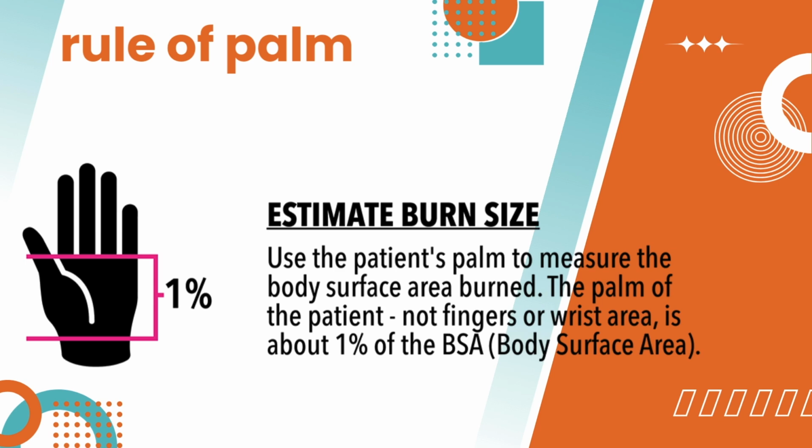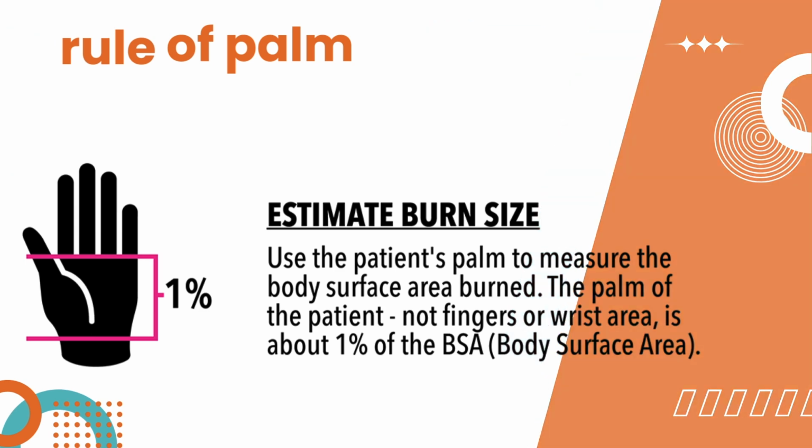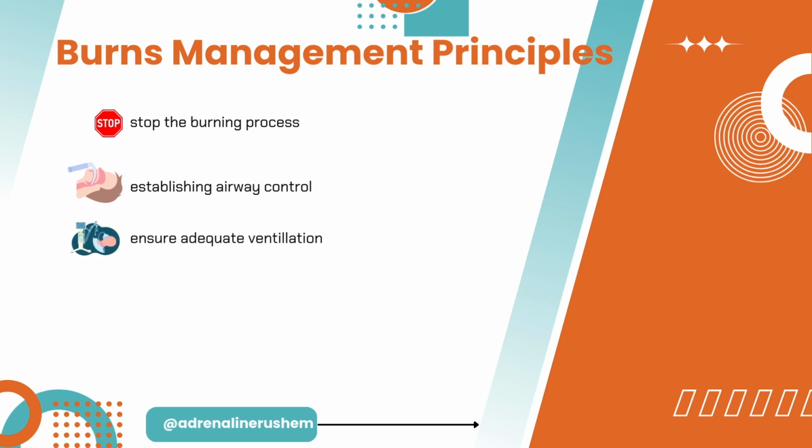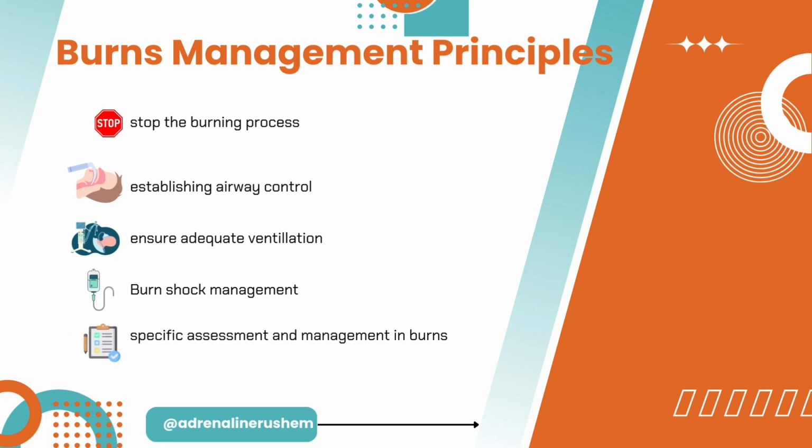Now that we looked at the classification of the burns according to the depth as well as how to calculate the percentage of burns, we will now move on to the burns management principles. General management is like this: stop the burning process is the first step, establish airway control, give adequate ventilation for the patient, and finally we have to do the burn shock management. Burns will have severe hypovolemia due to the loss of fluid from the body because of the loss of skin. Finally comes the specific assessment and management of burns according to the type.